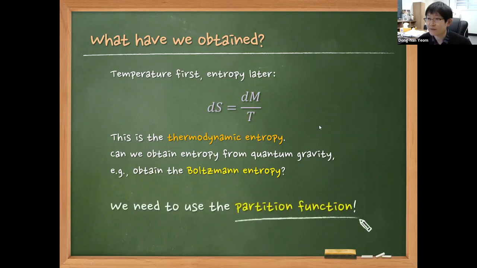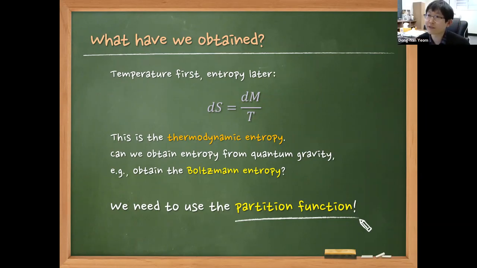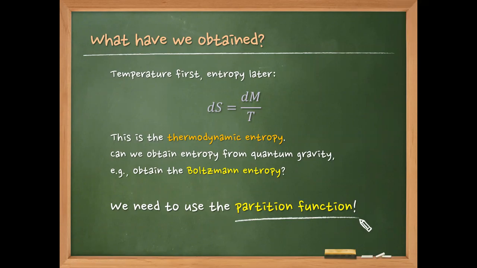When you say thermodynamic entropy, which ensemble do you mean, canonical or micro? Okay, that's a very good question. If we follow the Euclidean path integral approach, then we need to define the temperature first. So we work in the canonical ensemble, where we can define the partition function, and from this partition function we can evaluate the entropy. So this provides the principle to evaluate the entropy.